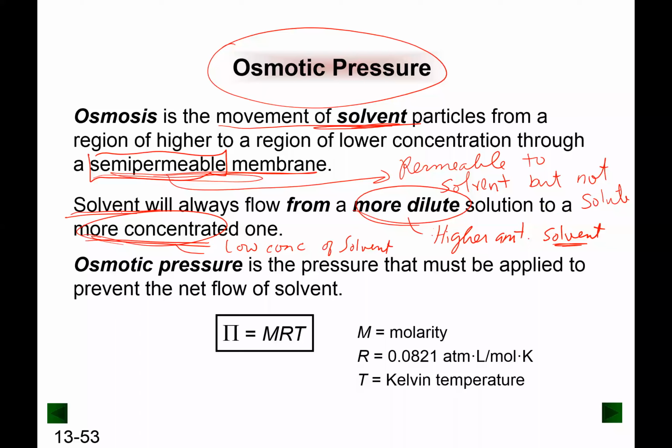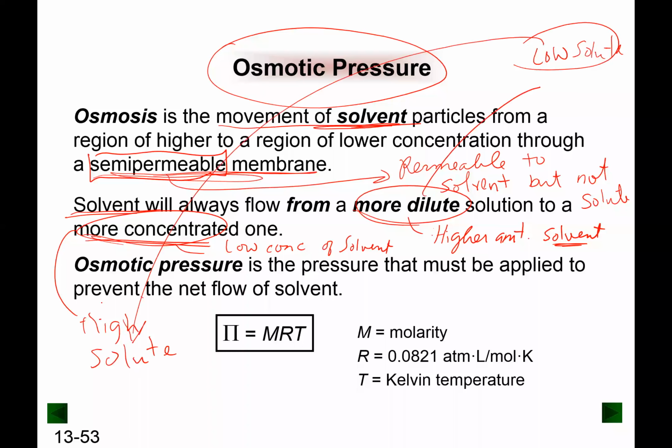But when we talk about this in terms of solute, more concentrated is high solute, and more dilute is low solute. And so sometimes this might not make sense, because we're basically going to have flow of solvent. It's going to go from here to here, and that seems counterintuitive because we're going from low to high. But that's low solute, not low solvent.